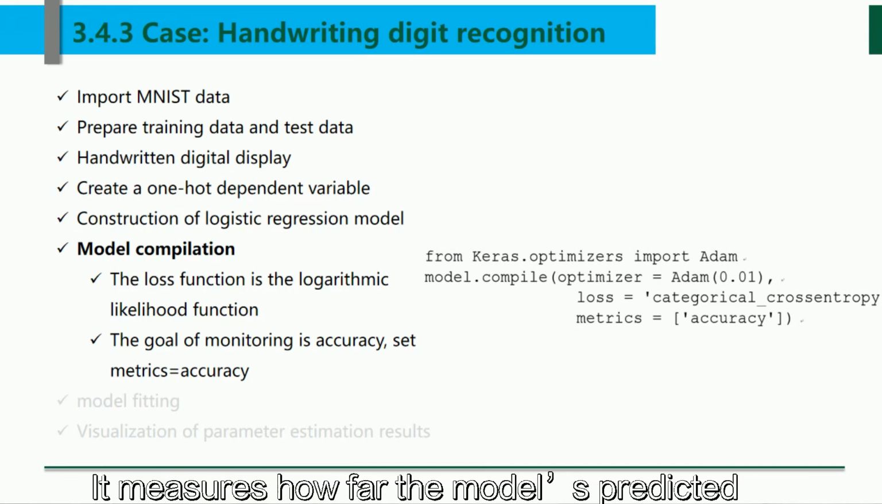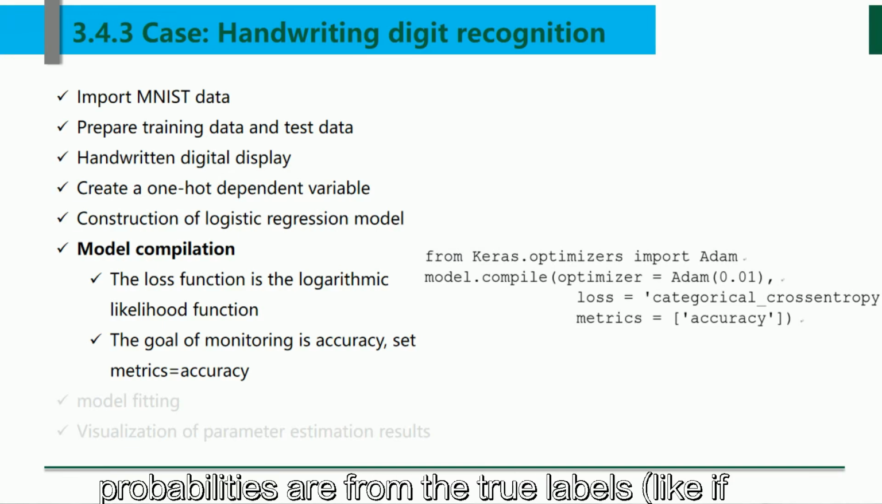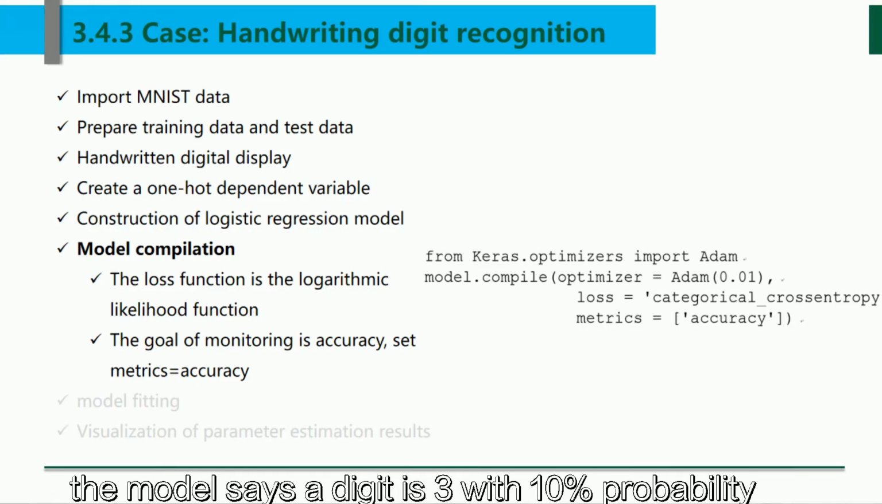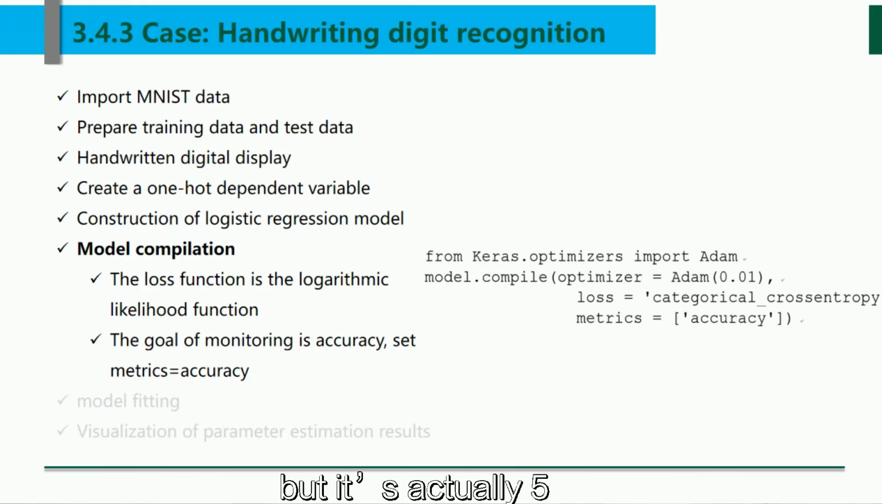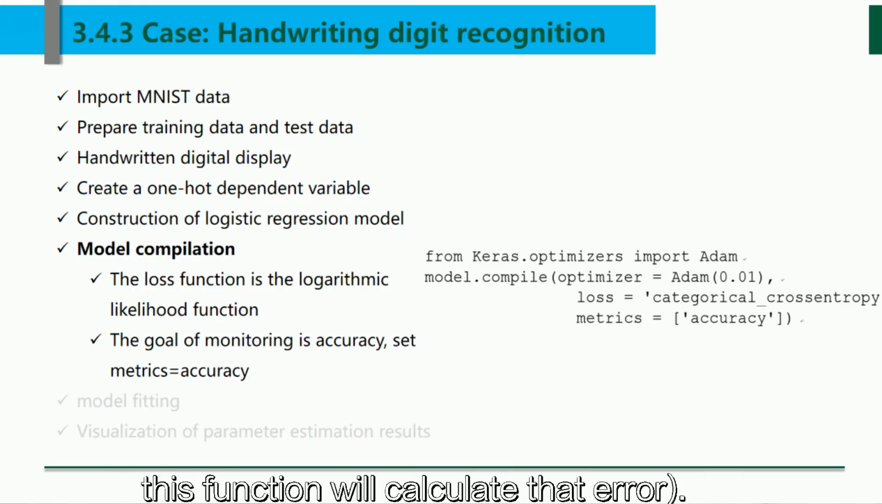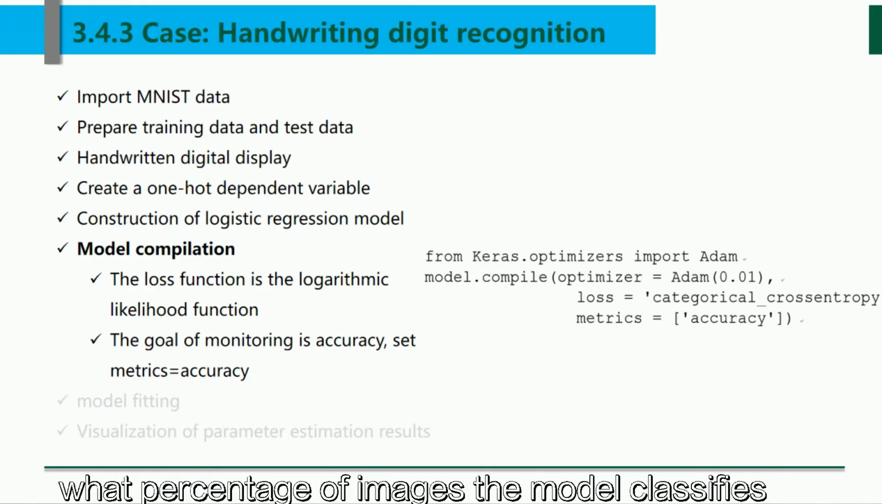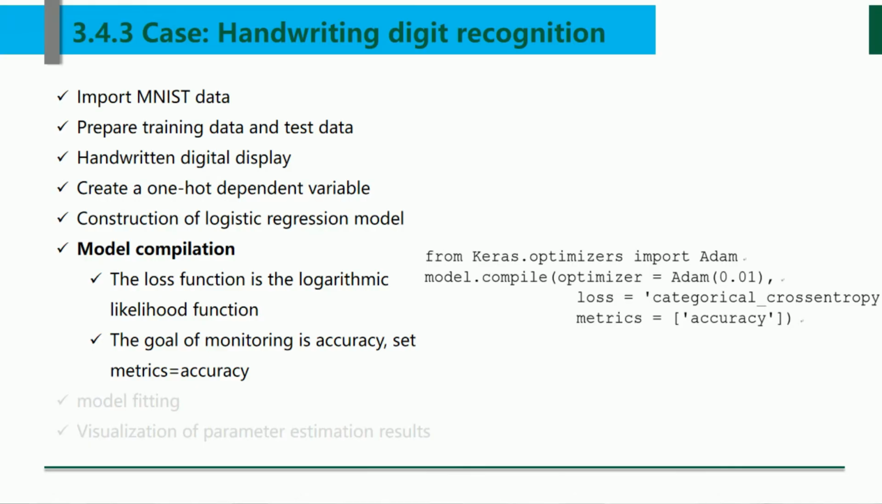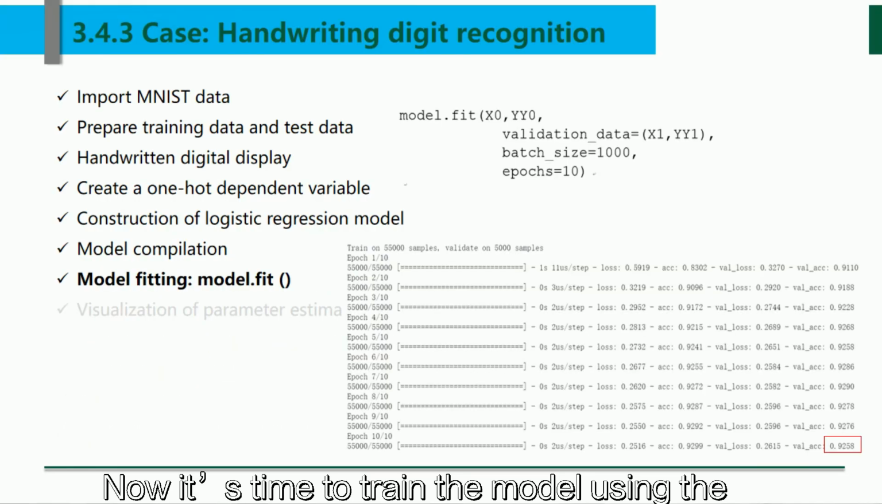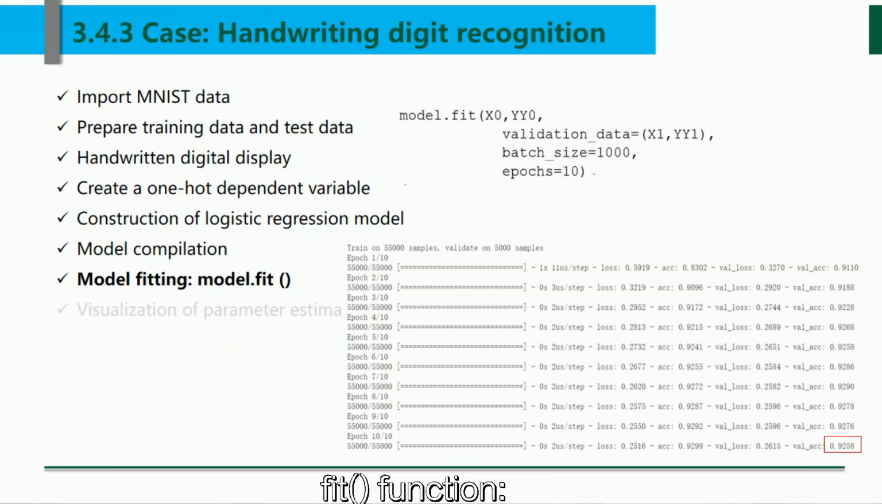It's perfect for multi-class tasks with one-hot labels. It measures how far the model's predicted probabilities are from the true labels. Like if the model says a digit is 3 with 10% probability, but it's actually 5, this function will calculate that error. Metrics: we track accuracy. This tells us what percentage of images the model classifies correctly.